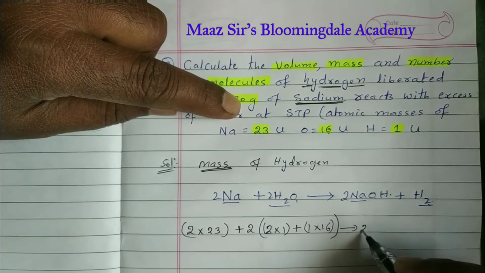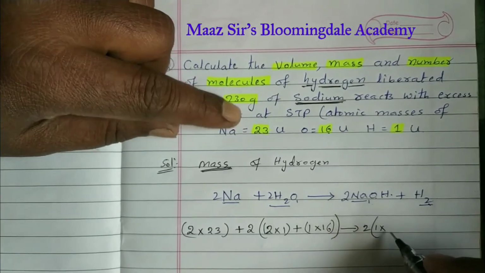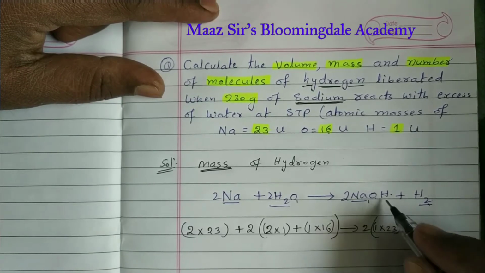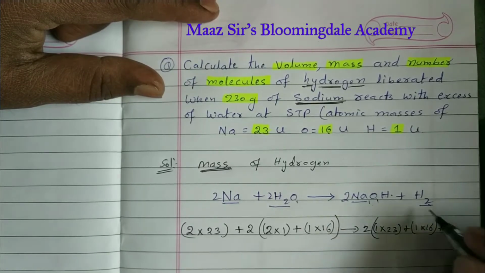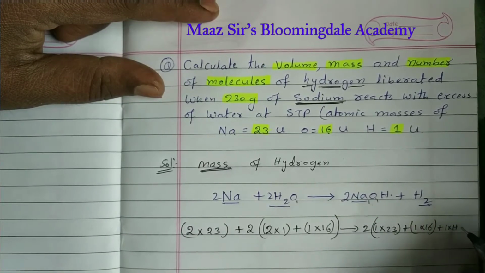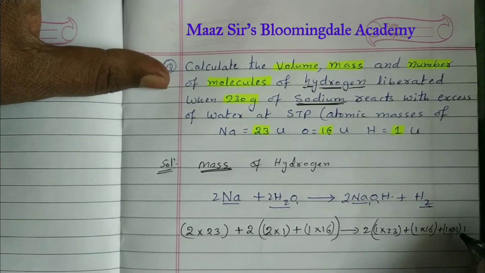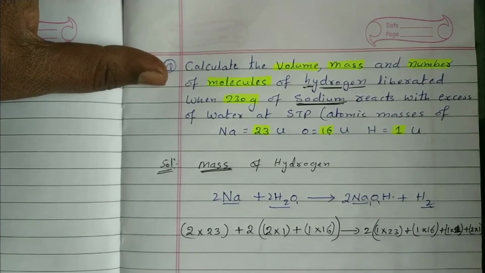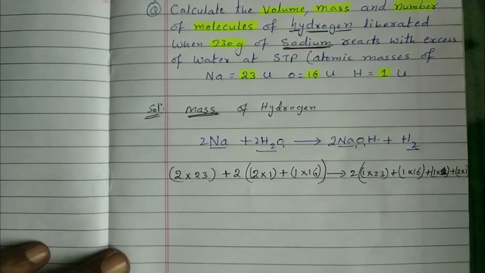Now it gives rise to 2 Na. How many Nas are there? 1. 1 into 23 plus 1. Oxygen 1 is there. 1 into 16 plus H, 1 into H, plus, that is 1 into 1, plus 2 into 1. So these are the equations. Now we will solve the equation.